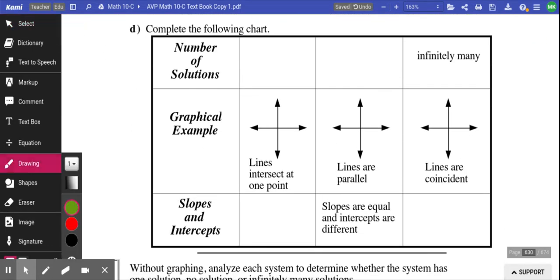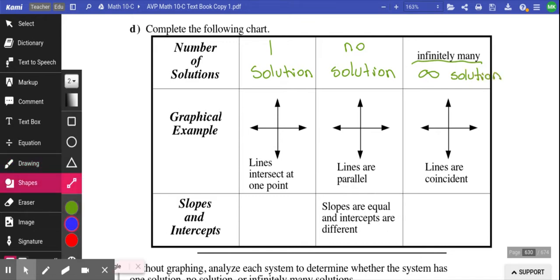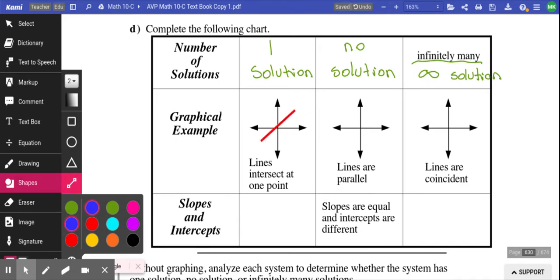We're going to fill this in a little bit. So our three scenarios are one solution, no solution, and infinite solutions. I'll give you an example of each. In this first one, you could just pick two lines. As long as they cross each other anywhere, we call that one solution. No solution is lines that are parallel. We could have lines like this.